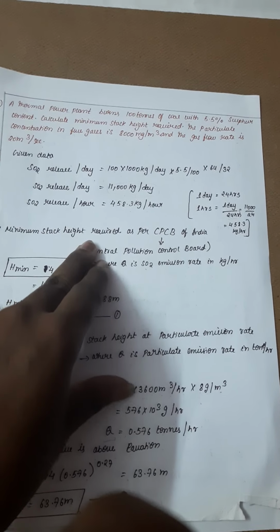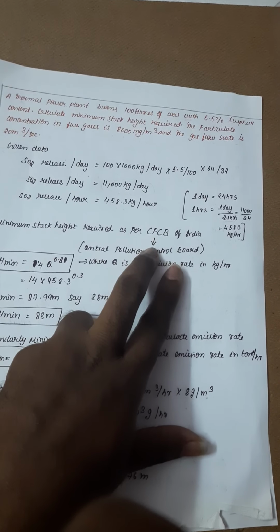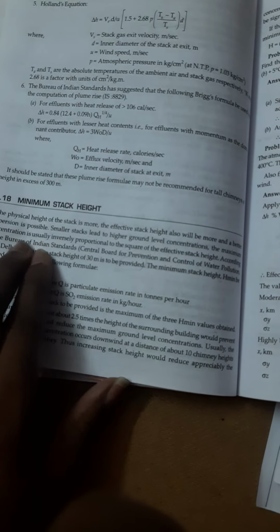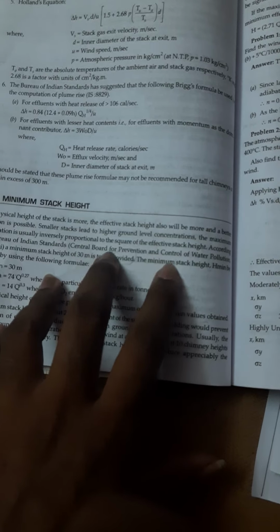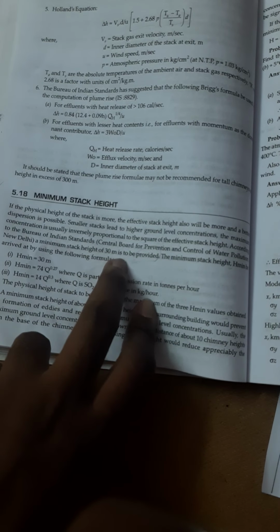So according to the minimum stack height, CPCB of India, the Central Pollution Control Board, we discussed this topic. The CPCB, the Central Pollution Control Board, has given that the minimum stack height of 30 meters should be provided.